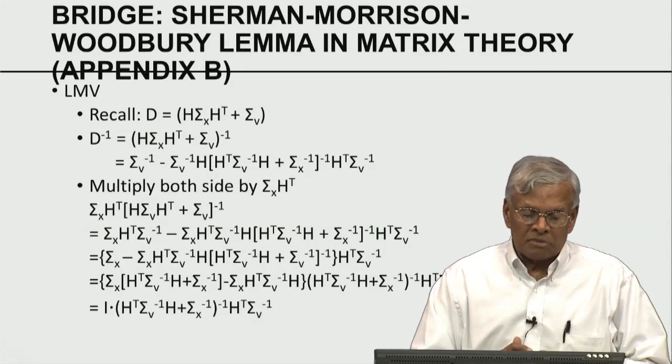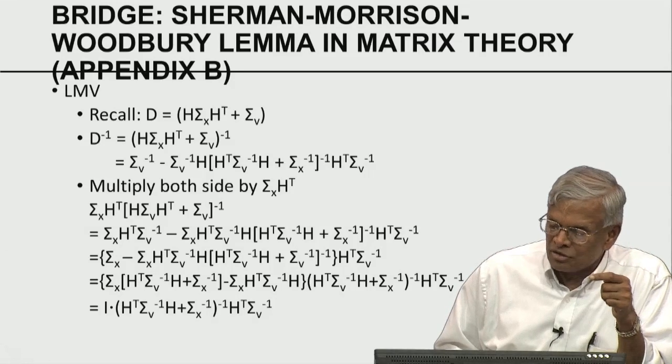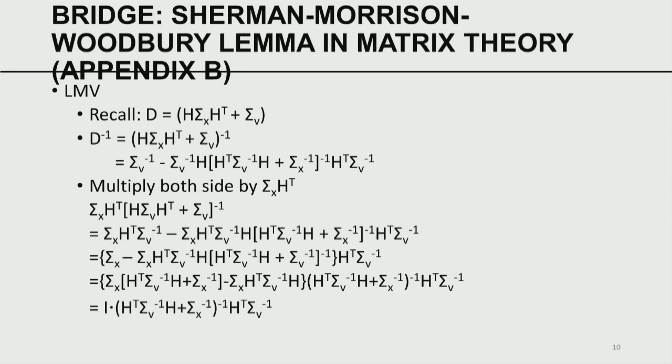So the bridge is based on the Sherman-Morrison-Woodbury formula, which is a formula in matrix theory. We have given it in Appendix B of our book. I have also talked extensively about the Sherman-Morrison-Woodbury formula in our module on matrix analysis, facts from matrix theory. So let's start with the linear minimum variance analysis. We recall D is given by this. D inverse is given by this. If I apply the Sherman-Morrison-Woodbury formula to this, we essentially get this.